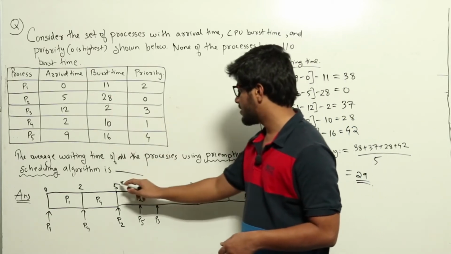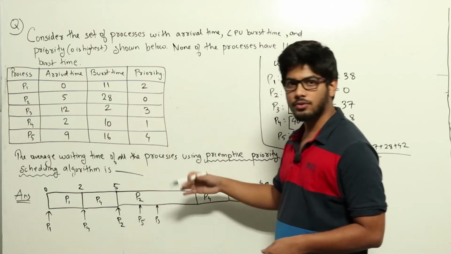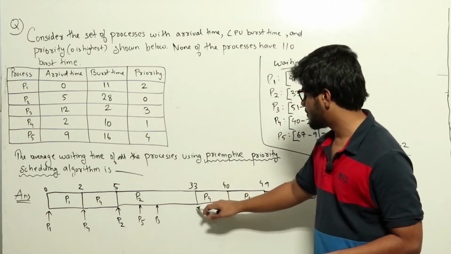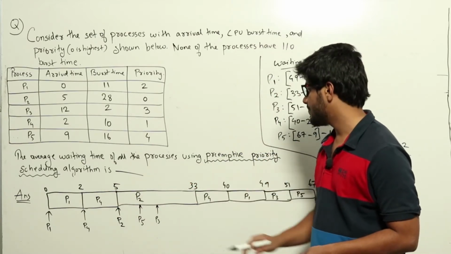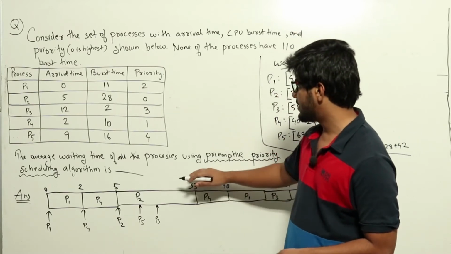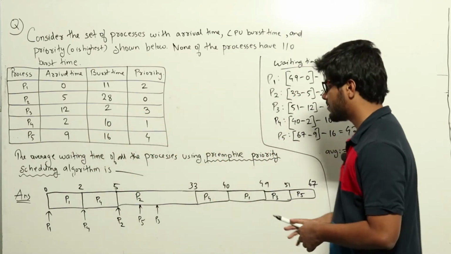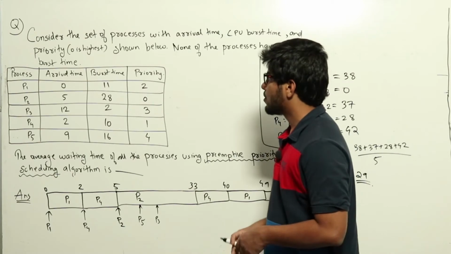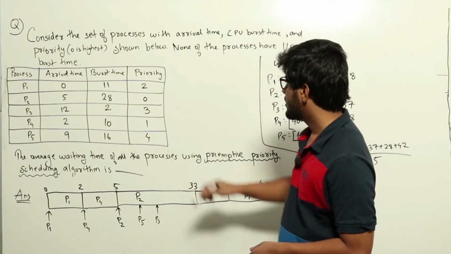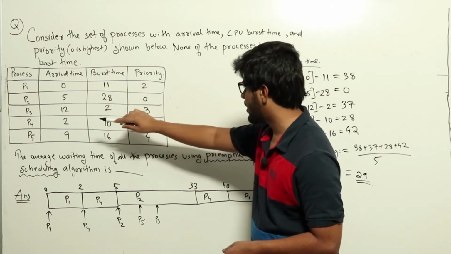P2 started running at 5. It had a burst time of 28, so it will keep on running for 28 more cycles. That is 5 plus 28, so P2 will keep running till 33. At this point P2 will be over. Now at time 33, you can see P3 and P5 both will have arrived by now. So we can just look at the processes and choose the highest priority process and run that. P2 is over. After that the process with the highest priority is P4, having priority 1.